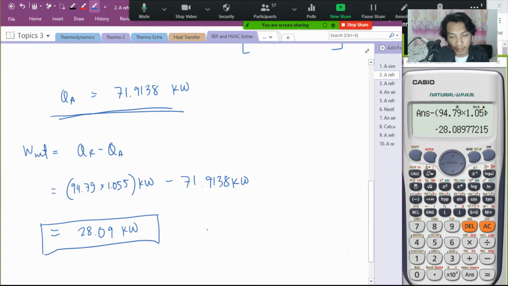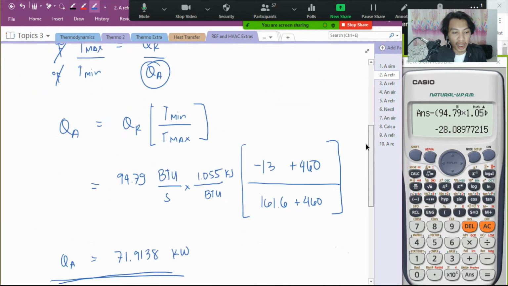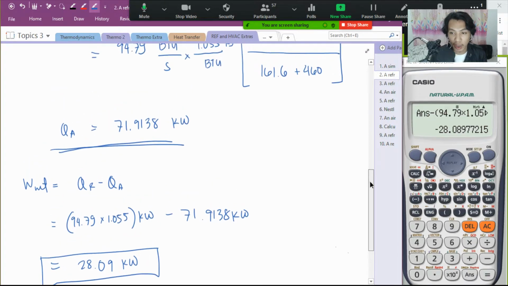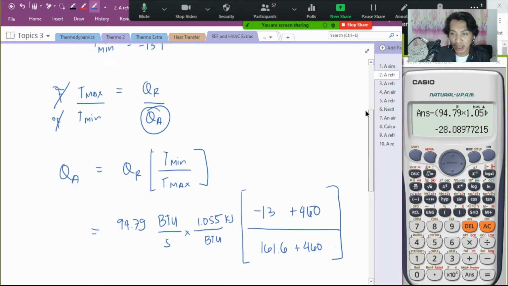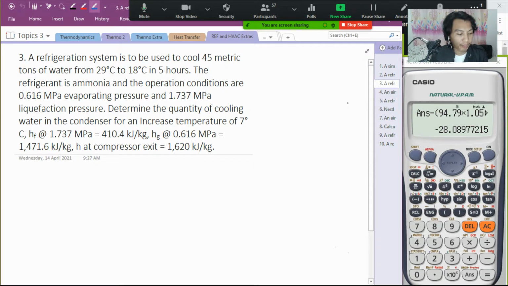So, ano ba hinahanap niya dito? The cooling capacity in kilowatts, dapat QA yan. And then, the work net, kulang lang yung asked. So, that is for problem number 2. How about problem number 3?